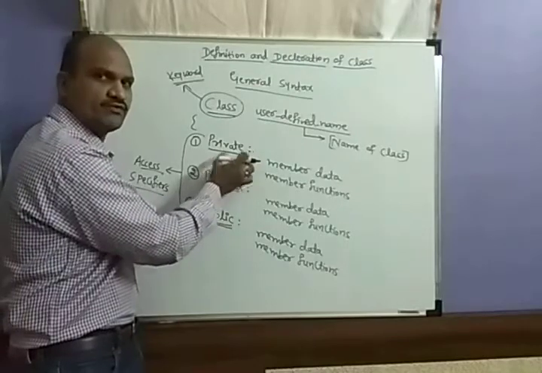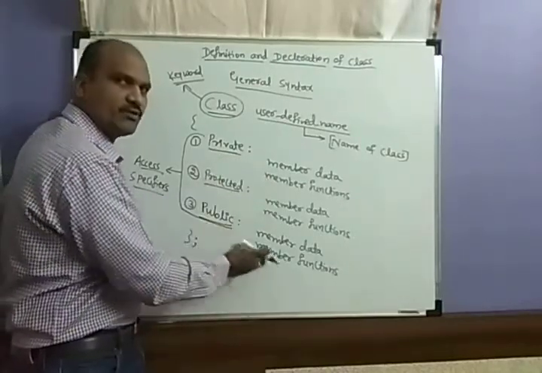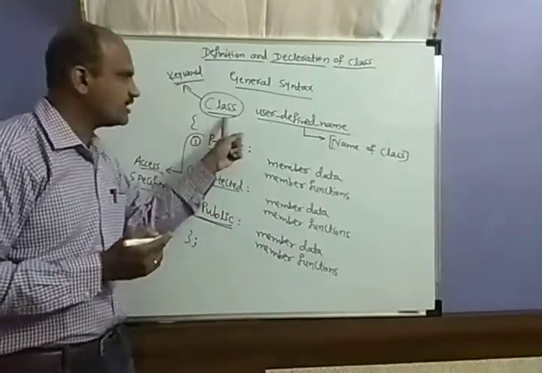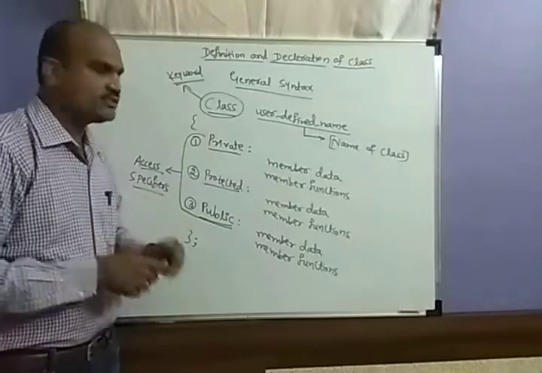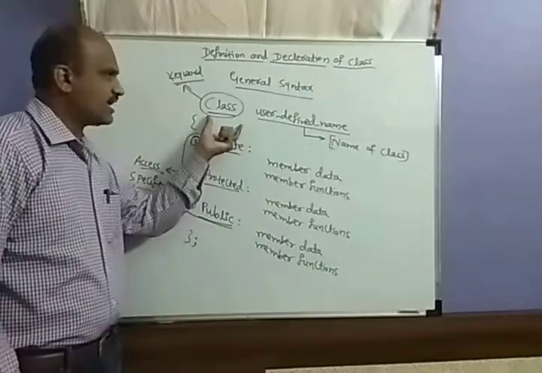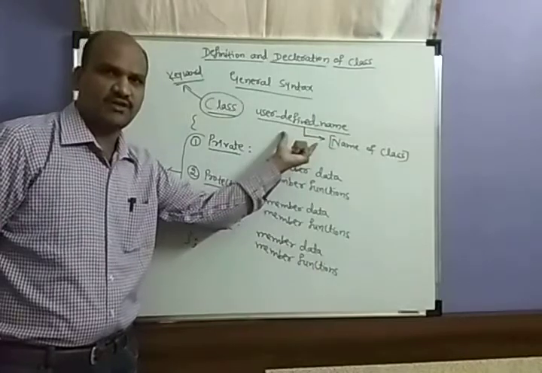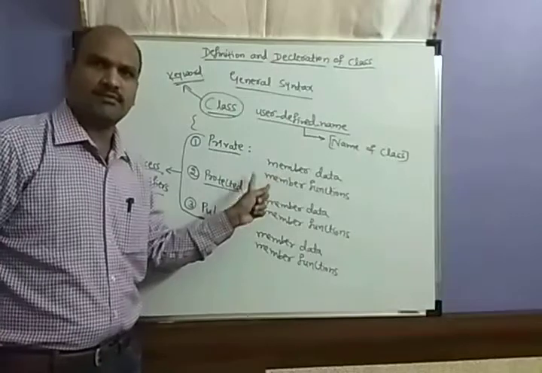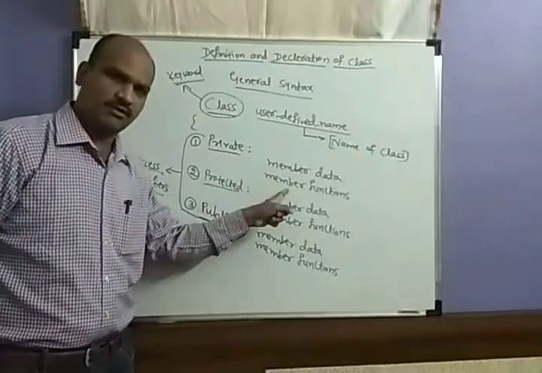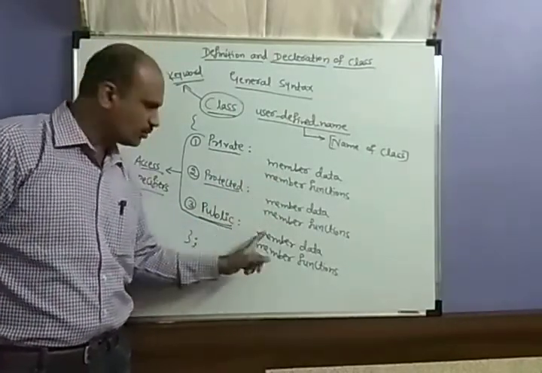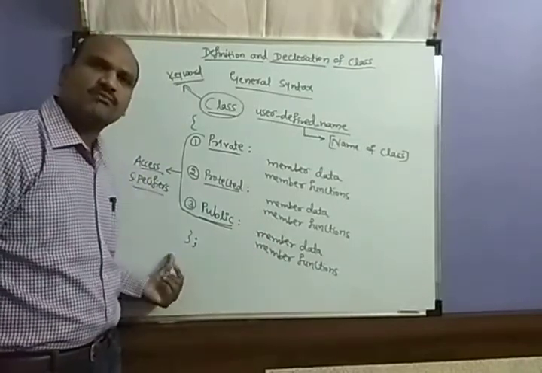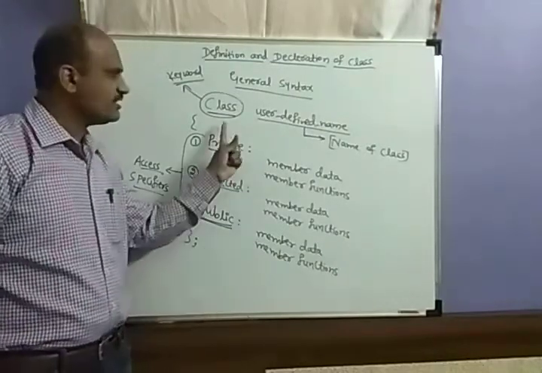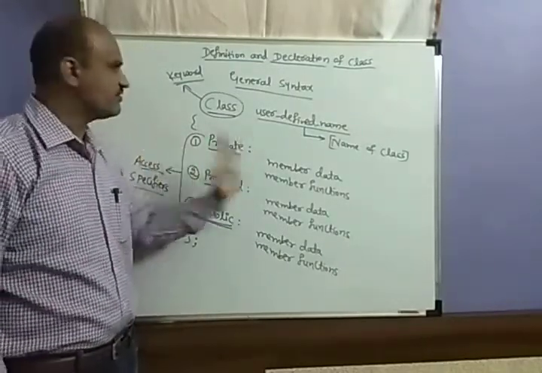In the private, we are defining the member data. In the public, we are calling the member functions for the particular class. So this is the general syntax you should know. Class, name of the class, that is user defined name, then open brace, private with a colon, member data and member functions, protected with a colon, member data and member functions, then public with a colon, member data and member functions, close the brace, and exactly after closing the brace we should put the semicolon. That is the end of the class. This is the general syntax.